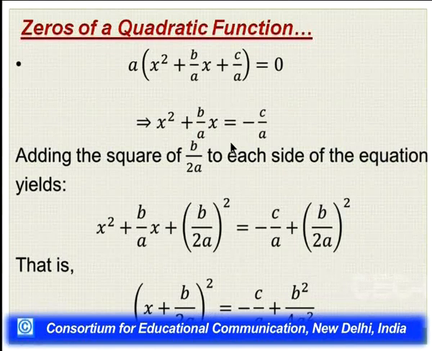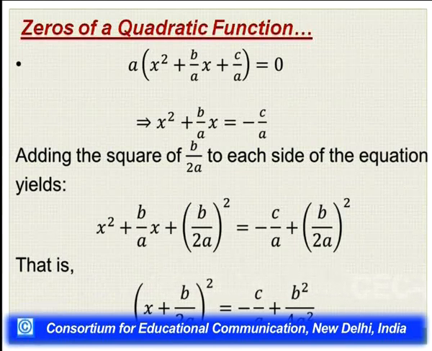And now we are ready to use the process of completing the square, because if you notice, the left hand side expression in this equation, x square plus b by a x equal to minus c by a, is of the form that we just talked about when we follow the process of completing the square. Now, notice here that the coefficient of x is b by a. So, half of b by a would be b by 2a.